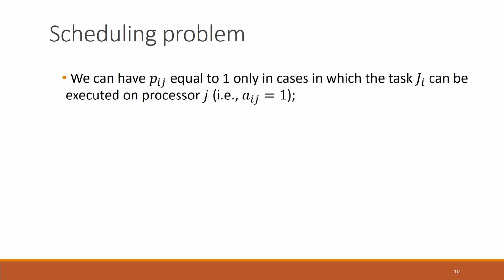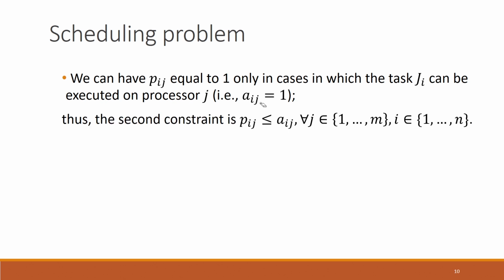So, it can happen that maybe Aij is equal to 1 for a pair ij, but then Pij can be equal to 0, that is okay. We may not execute a particular task Ji on a processor j even if Aij is equal to 1, that is, it is possible to execute that task on that processor. However, if it is already given that it is not possible to execute the task on that processor, then Pij cannot be equal to 1. That is what we would need to ensure here.